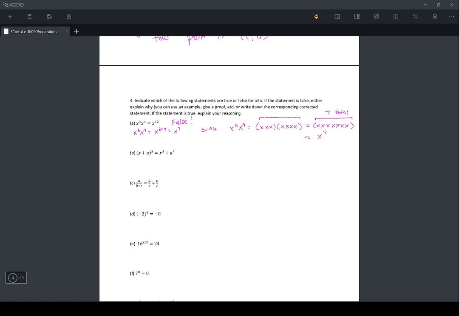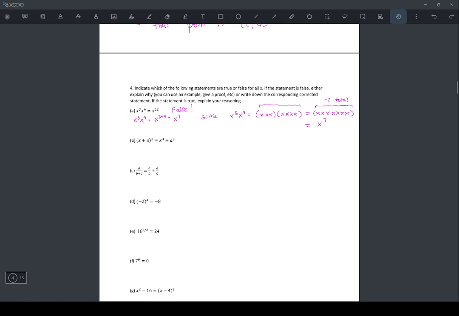The next statement is false. Here's why. X plus a cubed is equal to x plus a times x plus a times x plus a. And we have to FOIL it.